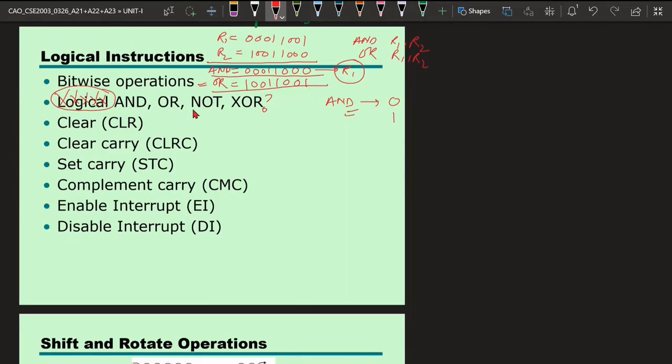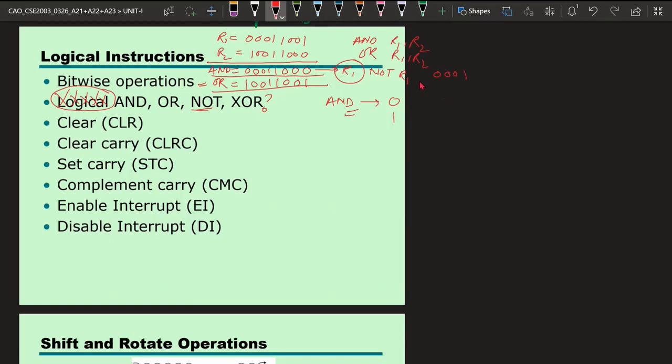Similarly, there is the NOT operation. NOT is similar to the negate operation. So suppose NOT R1 is there. We are going to take this R1, and NOT means it will be inverted. All the bits will be inverted. So it is 0, 0, 0, 1.